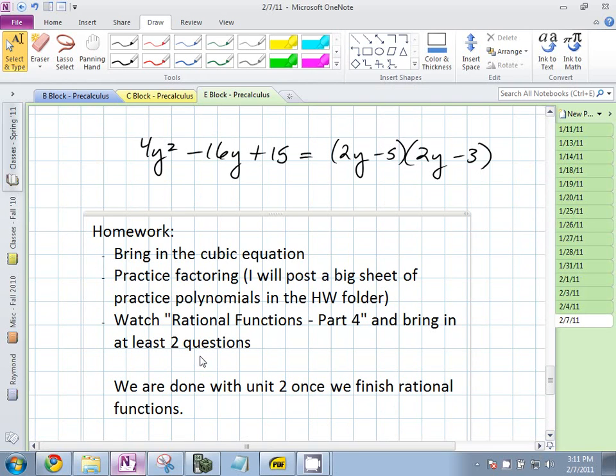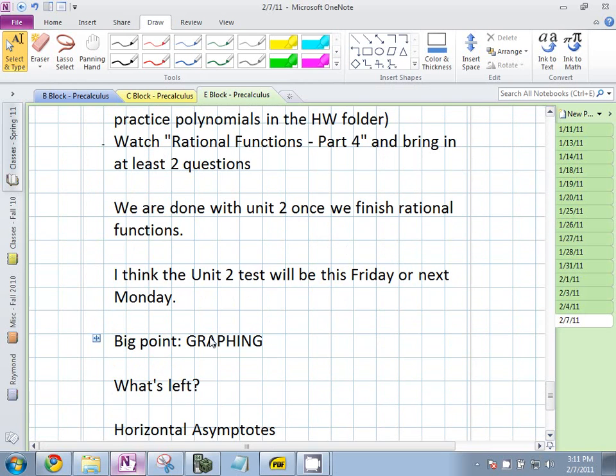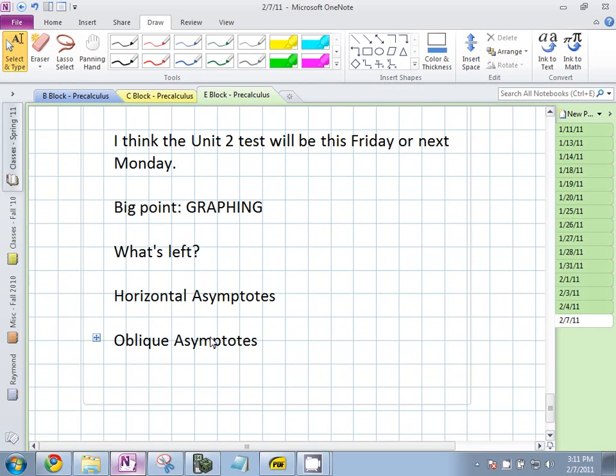Watch Rational Functions Part 4 and bring in at least 2 questions. We're done with Unit 2 once we finish Rational Functions, and we're about to be done with it. The big point is that we're going to be graphing these soon because we have one last thing to learn about. Well, 2. Horizontal asymptotes and oblique asymptotes. And our Unit 2 test will be on Friday or next Monday. Go home.